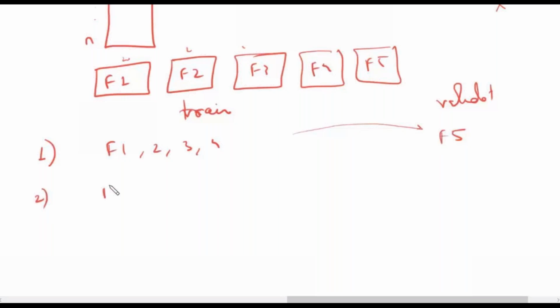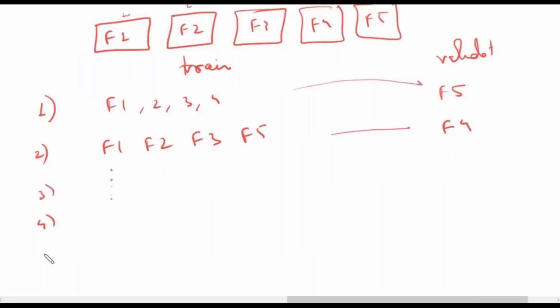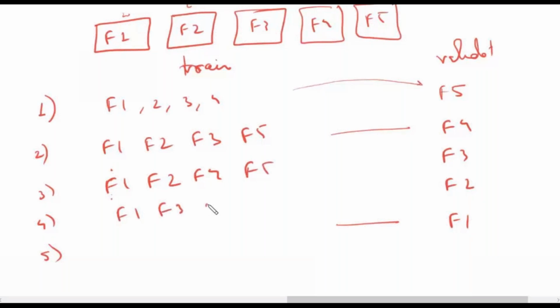Now we repeat the process. So we will have F1, F2, F3, and F5 here, and we will take F4 as the validation data. Similarly, all possible iterations we will do, and you will see that we will have a total of 5 iterations. So F4, we will have F3 and F2, and finally we will have F1, and finally F2, F3, F4, and F5. So these are the different iterations we will run.